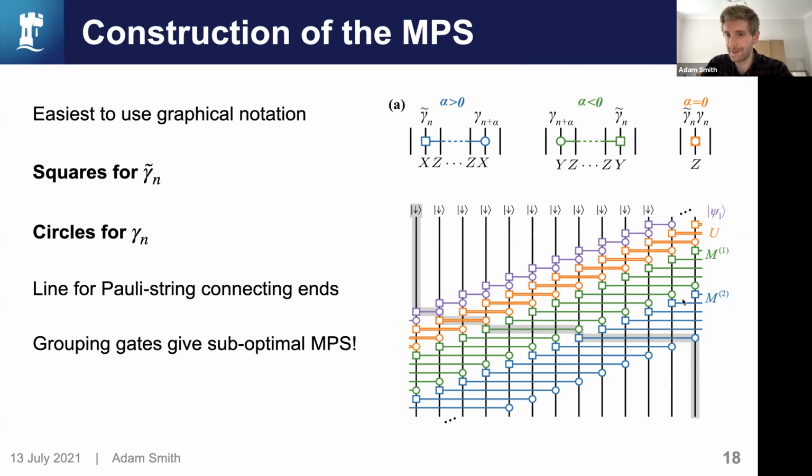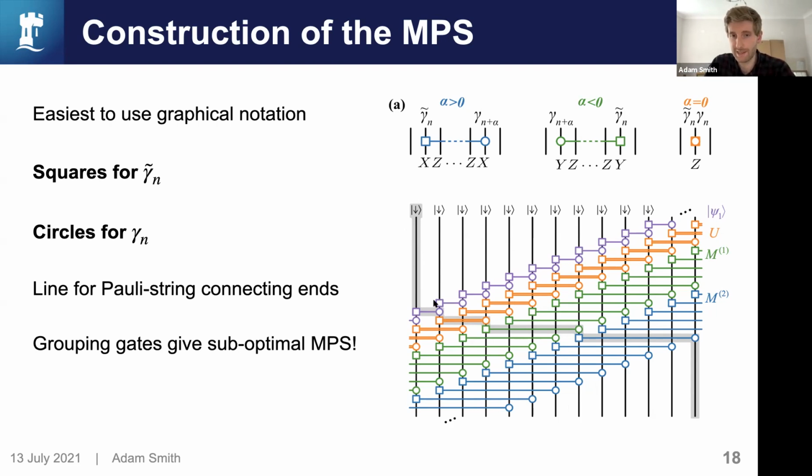And now, these are defined as in the result, and you end up with a circuit that looks like this. You start from a product state, you apply several layers of operators, and in the end what you get is the ground state of your Hamiltonian.